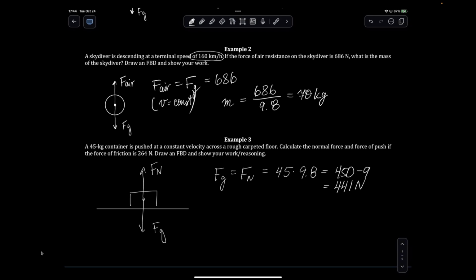And then as far as it being pushed, they don't tell me which way it's pushed. So I'm going to just say this is my force of push. And this is my force of friction. It's going to be kinetic because it's at constant velocity.